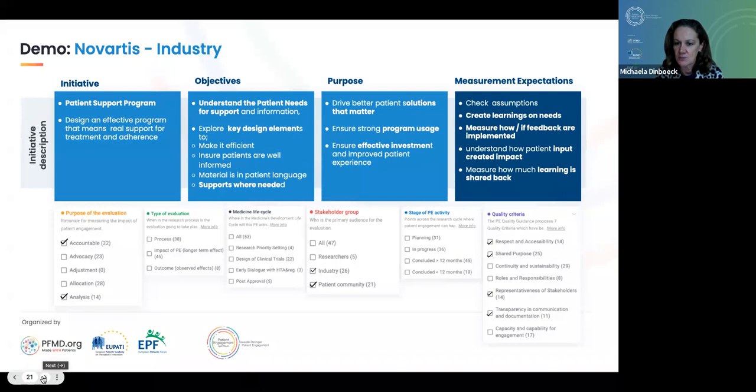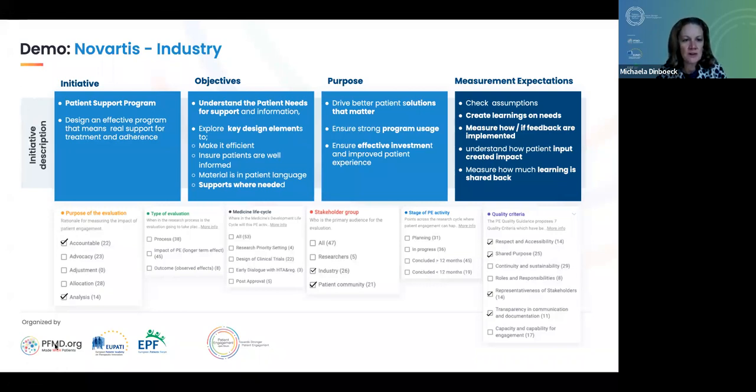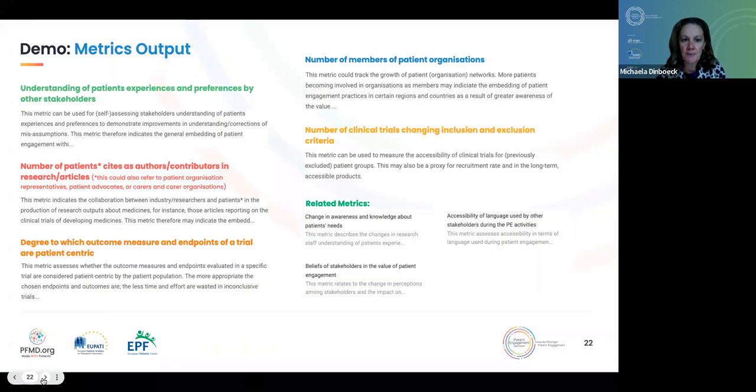And I've selected respect and accessibility, a shared purpose, which for this purpose of such a program would be highly important. Also, if the stakeholders are representative, and then if there is transparency in this program. So assuming that I have selected all these segmentation criteria, what I would then get from the tool is what you see on the next slide, which is a selection of proposed matrix output.